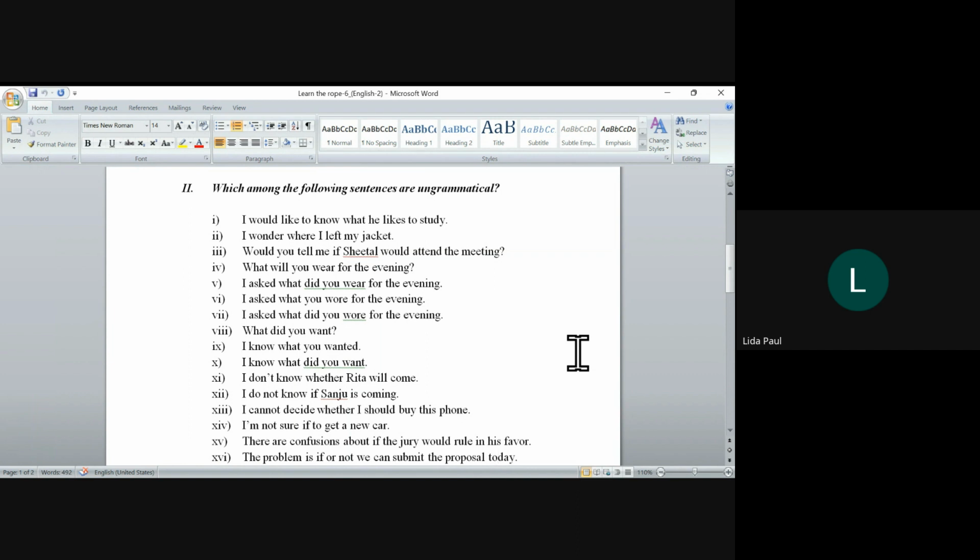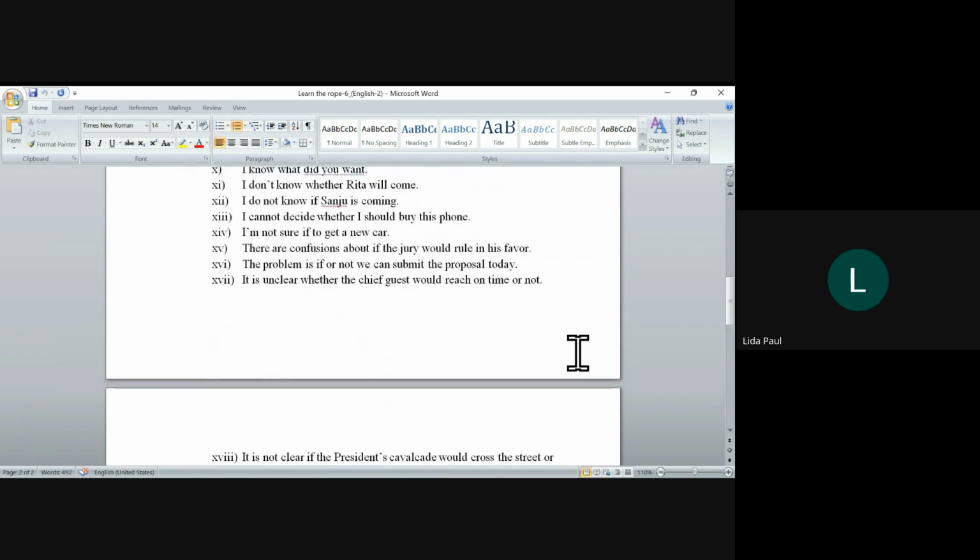12th one, I do not know if Sanju is coming. It is also grammatical, because Sanju is coming is a complete sentence, right? Come is an intransitive verb. It doesn't need any object to fulfill its meaning. And Sanju is coming is a complete sentence, and you can use if before it. You can use whether also before it. Both would be correct.